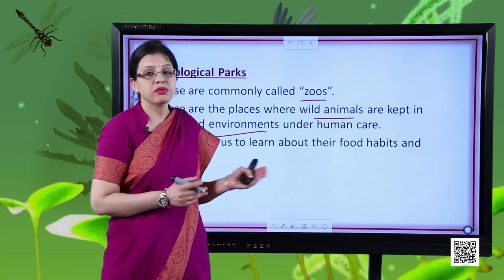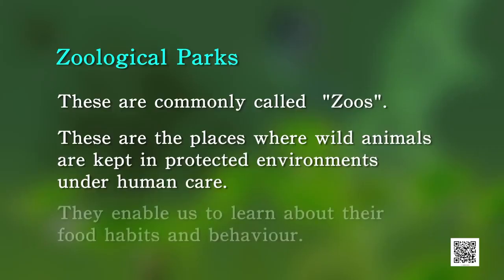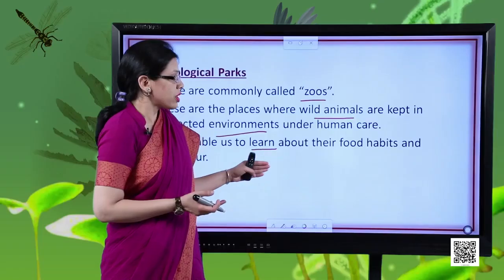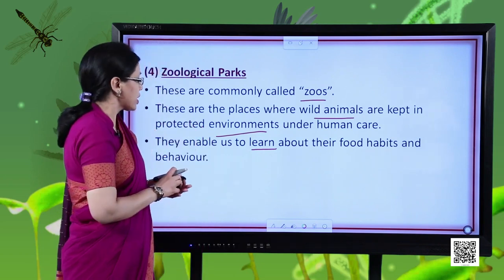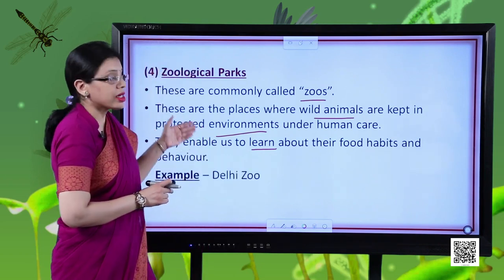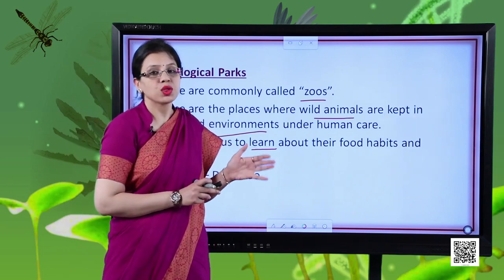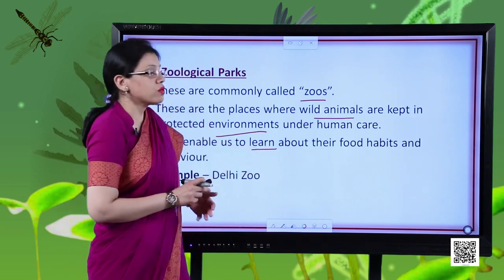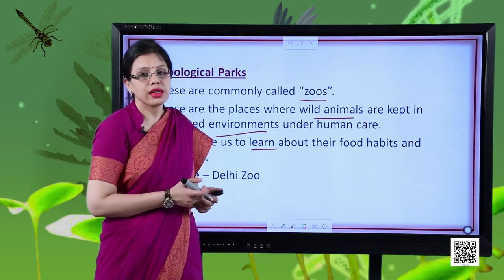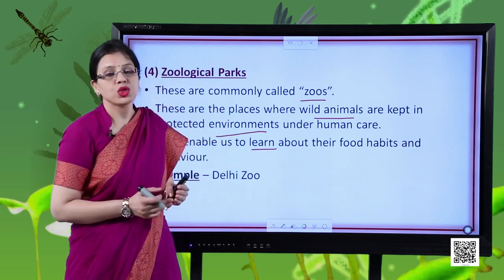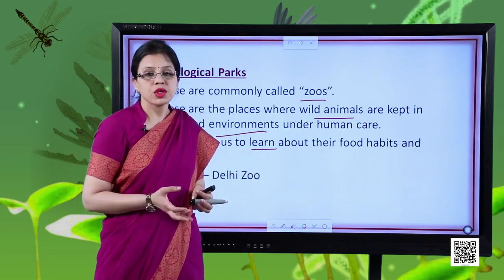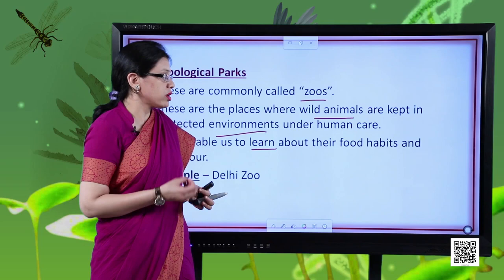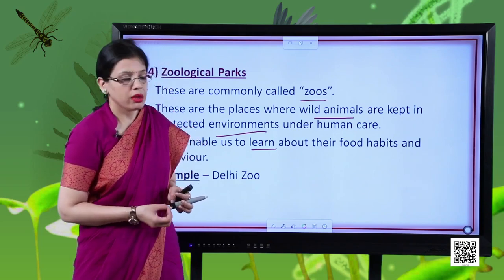Once we are doing that, it is helping us in a lot of ways. By doing this, we can preserve the animal, and at the same time we can also learn about their food habits and behavior, and we can also study the features of the animals. So this is how it is helping us in taxonomy. That is why we have placed it under taxonomical aid. One example of a zoo in Delhi is the Delhi Zoo. So zoological parks are also a very important taxonomical aid, using which we can study the features of the animals, their behavior, and their food habits.